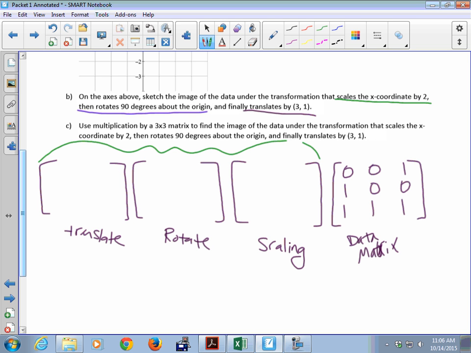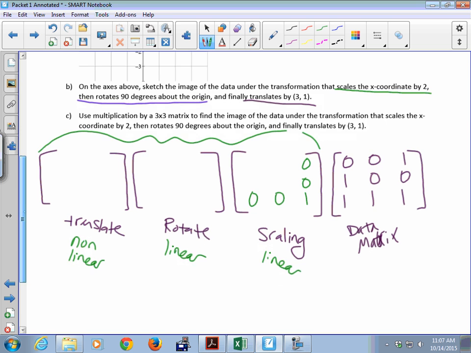Okay, so this one's linear, this one's linear, right? And the translate one is not linear, so it's a little different from the other 2 in the way you set up the matrix. When it's linear, you just put in this L: 0, 0, 1, 0, 0, and what goes in the remaining 2 by 2 spot is the standard matrix for the transformation that scales by 2. So let's figure out what that is.